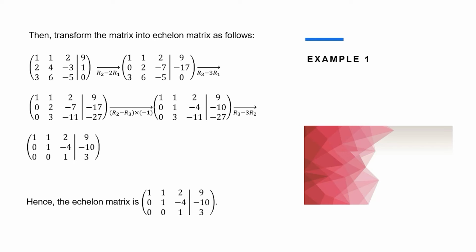So we must get the middle one as only +1. So I multiply row 2 minus row 3 by -1. So row 2 for the next form of our augmented matrix is 0, 1, -4 and -10. And then I take row 3 minus 3 times row 2. And then I will get 1, 1, 2, 0, 1, -4, 0, 0, 1, and for the right side is 9, -10, 3. So what we get here is the echelon matrix. Because we are using the Gauss-Jordan elimination method, we need to carry on with the reducing part.